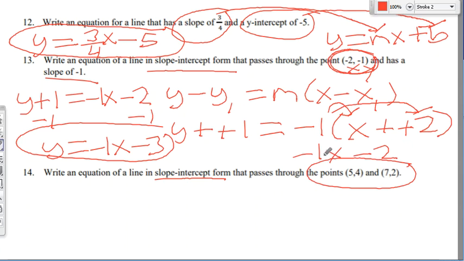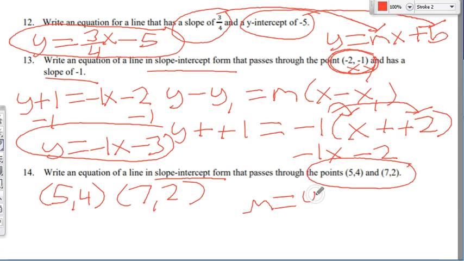Okay, so because we've been given 2 points, we are going to first find the slope of the line that passes between those 2 points. So we have (5, 4) and (7, 2). To find the slope of the line that passes between those 2 points, we're going to use the slope formula: slope is equal to the y from the second point minus the y from the first, over the x from the second point minus the x from the first.